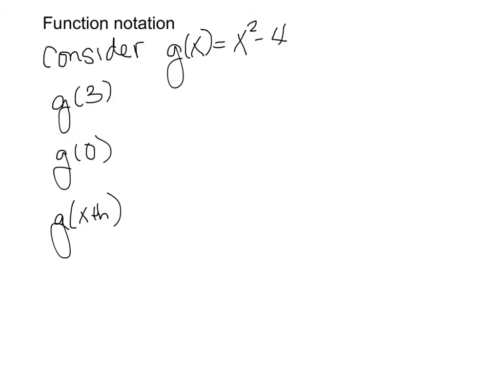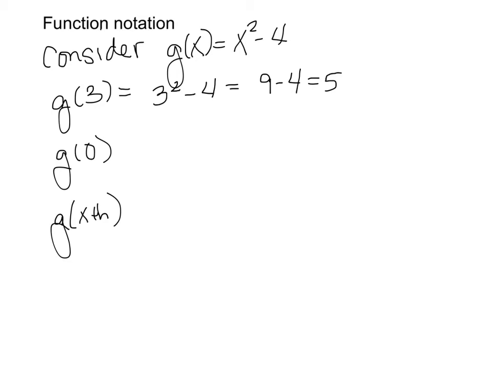Okay, you had a couple minutes, hopefully, to pause the video and think about this. To find g of 3, g of x, we plug in a 3 anywhere we see an x. So we have 3 squared minus 4, or 9 minus 4, which is equal to 5. G of 3 equals 5.